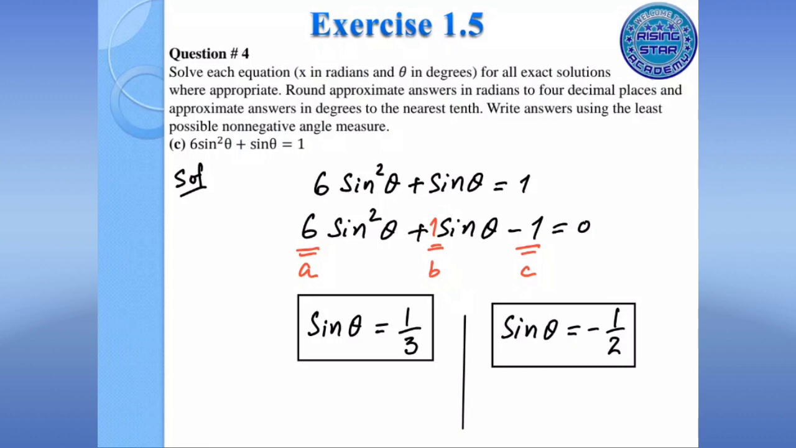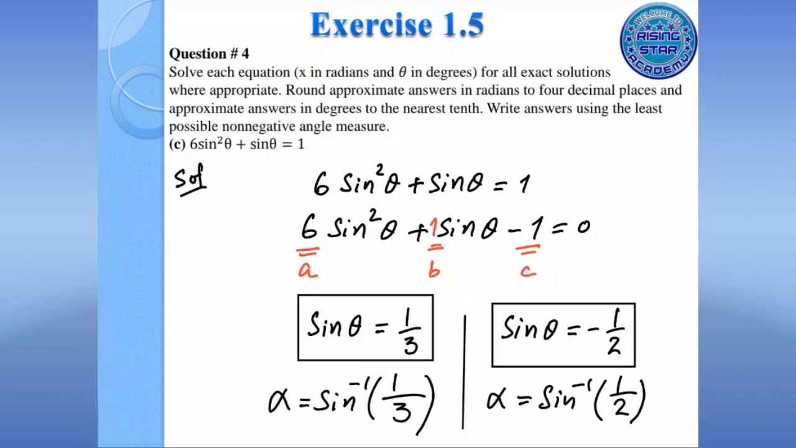Okay, now we will simplify it. The next step, we will find the basic angle for this in terms of theta. So let's start. So now we will find the basic angle. So alpha would be equal to sine inverse of 1 by 3, and here we have alpha is equal to sine inverse of 1 divided by 2. So here sine is positive, so we will find the answer in the first and the second quadrant, and here sine is negative, so we will find the answer in the third and the fourth quadrant.